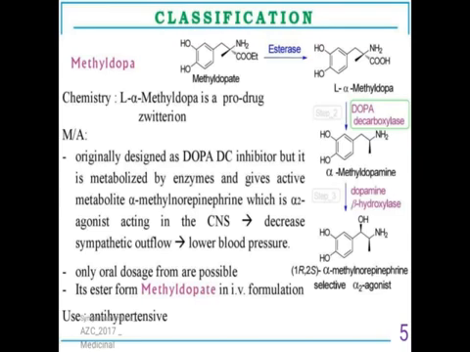The next drug is methyldopa, which is the precursor for dopamine.